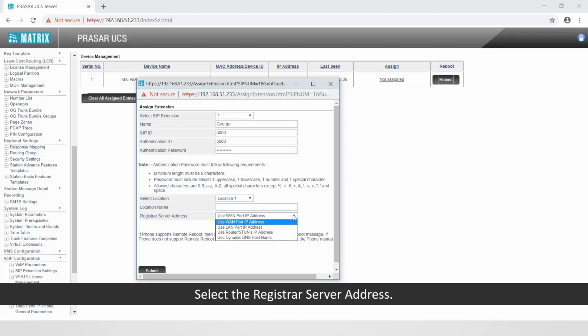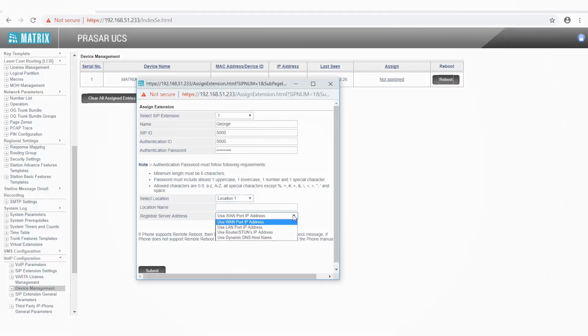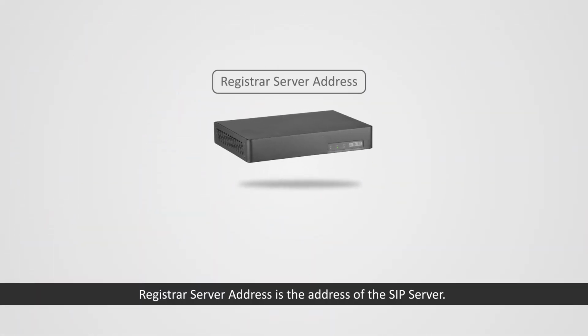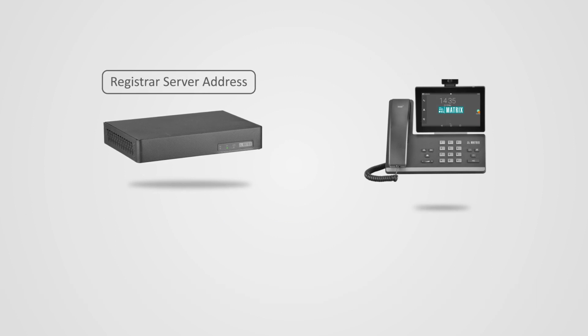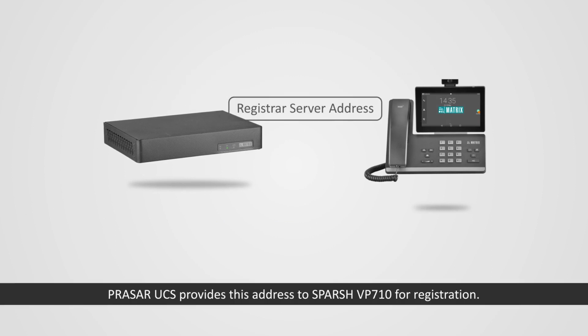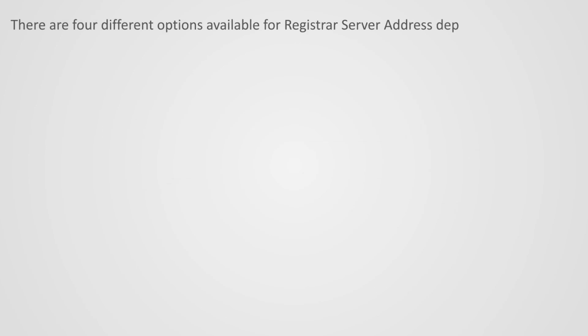Select the Registrar Server Address. Registrar Server Address is the address of the SIP server. PRASAR UCS provides this address to SPARSH VP710 for registration. There are 4 different options available for Registrar Server addresses depending on the network architecture.